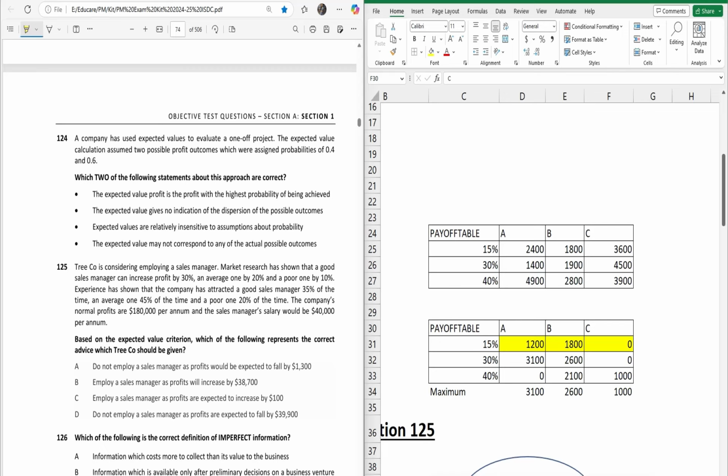And the last one is expected value may not correspond to any of the actual possible outcomes. Yes, it's only a theoretical average. So it is not a real possible outcome, right? So your second and the fourth one are the correct ones.